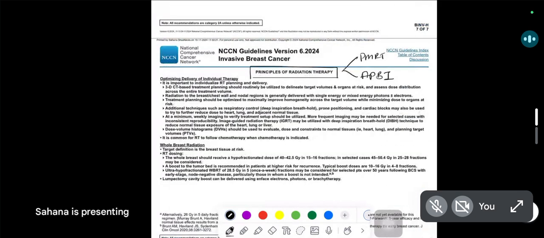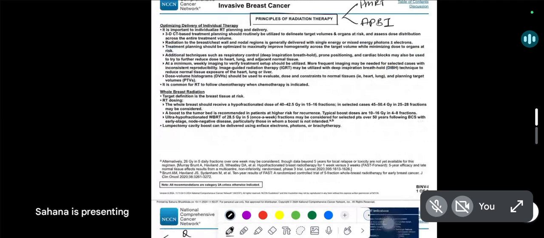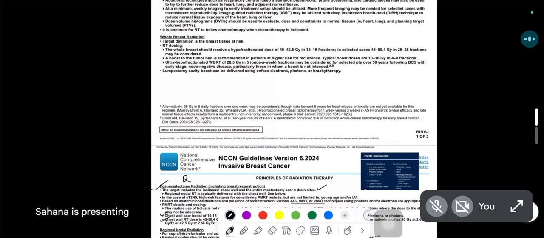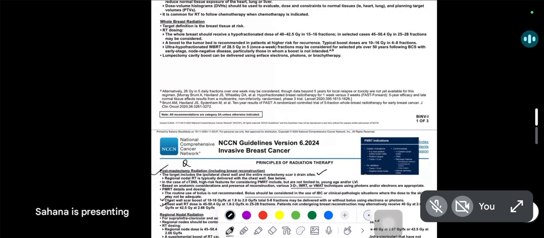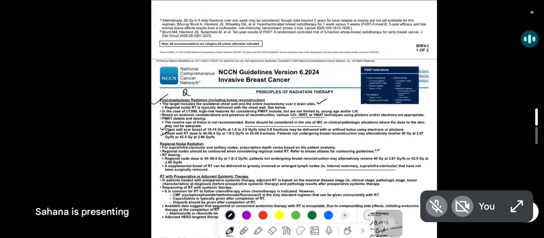Okay, in radiation, they've asked about post-mastectomy radiation and APBI. So here you have to write about the techniques. External beam can be used, or brachytherapy, especially intraoperative radiotherapy. So coming to normal post-mastectomy radiation, here the target includes ipsilateral chest wall and the entire mastectomy scar and scar site. So this is the field of radiation.